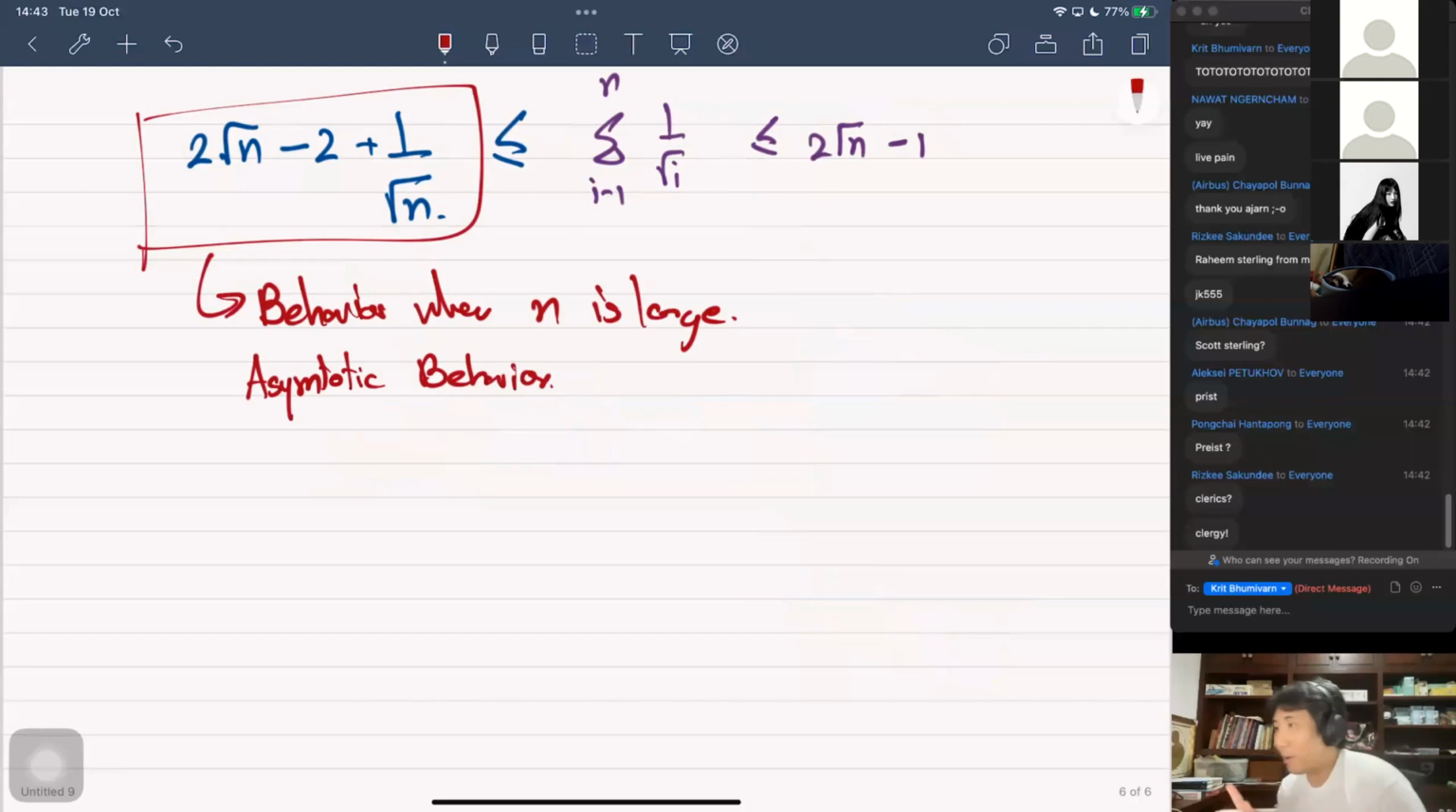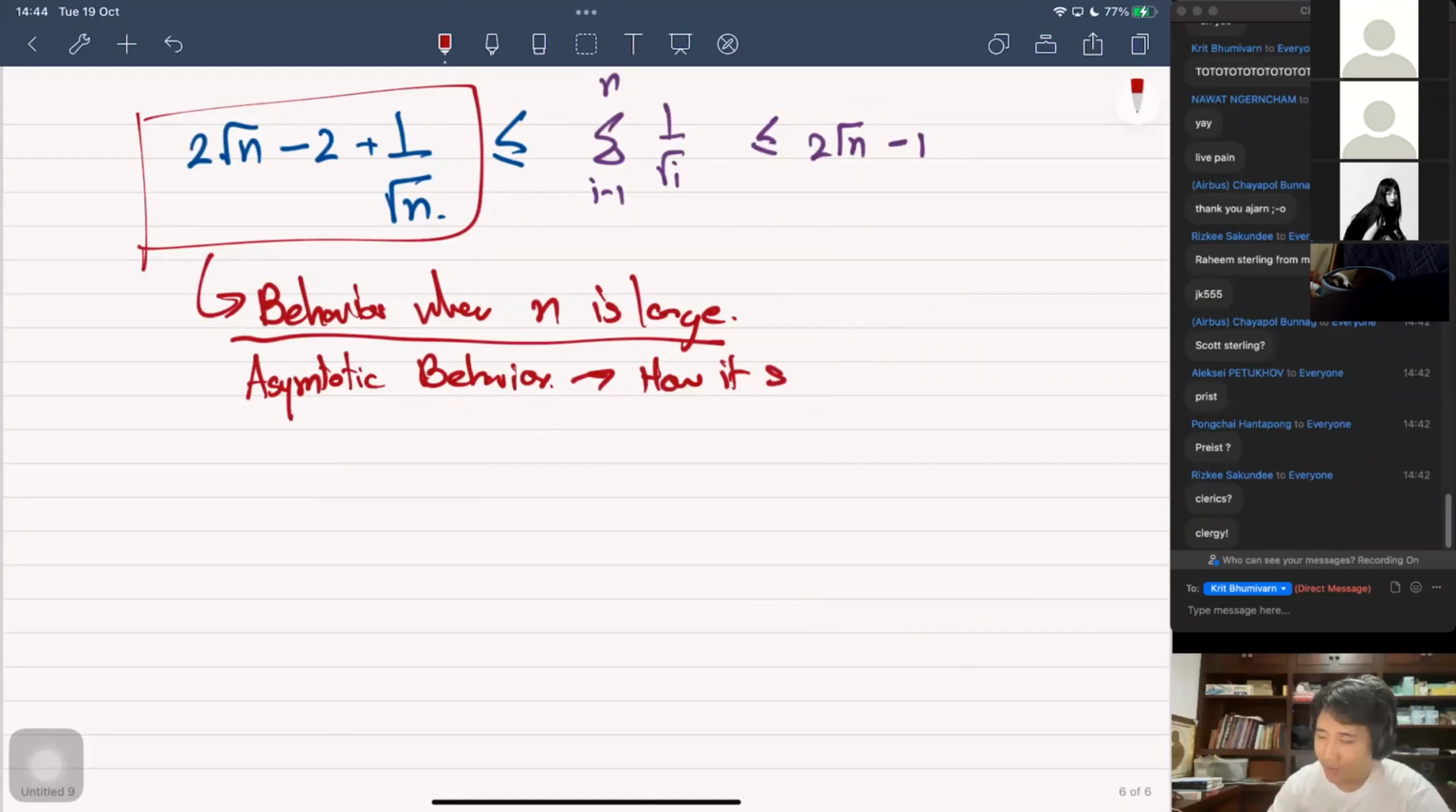And this is a very important concept in computer science, because most of the time when you say how fast is your algorithm, you're not going to tell them exactly what the running time is, 10 seconds, 20 seconds or something. But you're going to tell how the running time scales with the number of samples. So this is the behavior when n is large. How it scales when n is large. Think about this, how it scales when n is large.